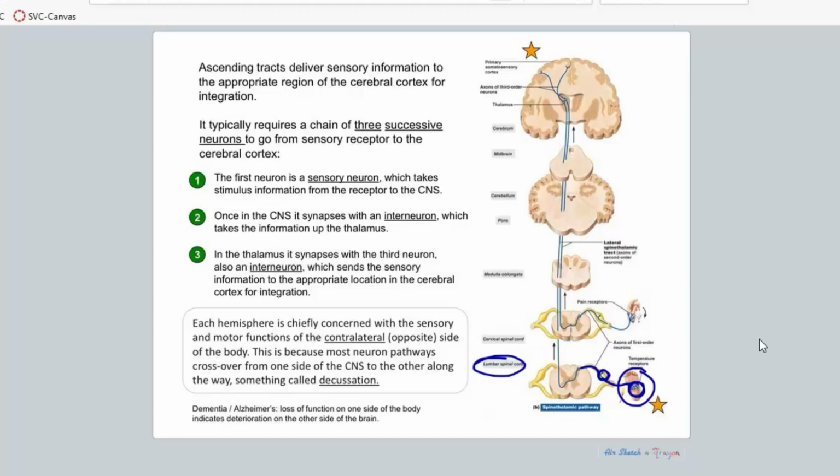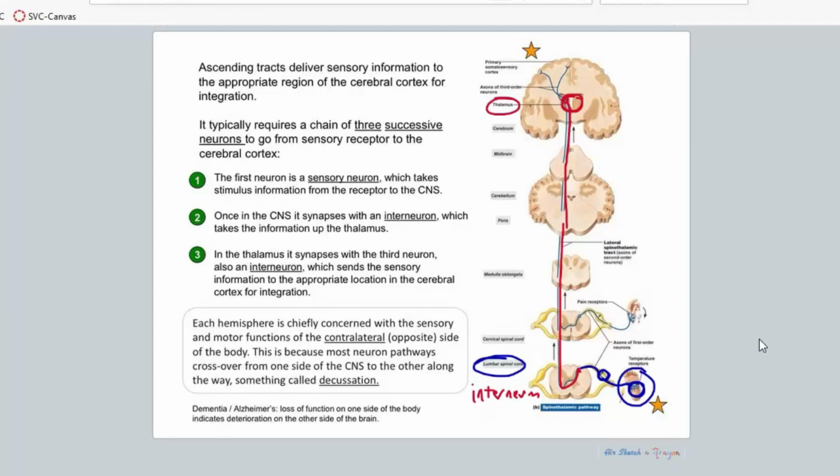But now we have to get that information up to the brain. So it synapses with another neuron in the spinal cord. And what type of neuron is this next neuron? It's an interneuron. Now that we're in the spinal cord and the brain and the central nervous system, these are all interneurons that we're dealing with. And that interneuron sends that information all the way up the spinal cord, all the way up through the brainstem, and the next place it goes is the thalamus. And so there's the thalamus, and it synapses with another neuron in the thalamus.